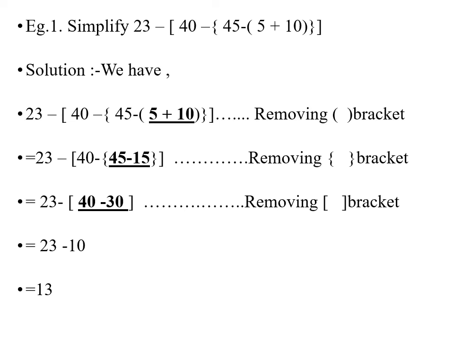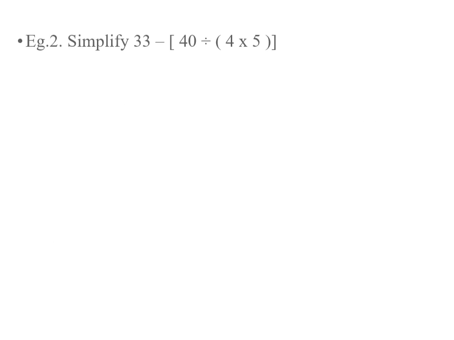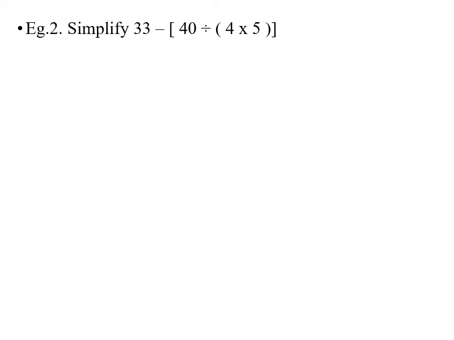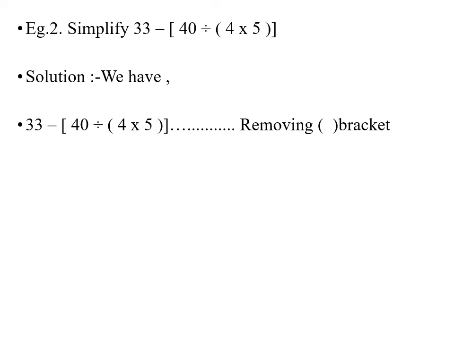Let's see one more example. Now here the operations involved are subtraction, division and multiplication, and two types of brackets are used. So let's see how to solve this question. Here we have 33 minus, in the square bracket, 40 divided by, in the round bracket, 4 multiplied by 5, round bracket complete, and then the square bracket.